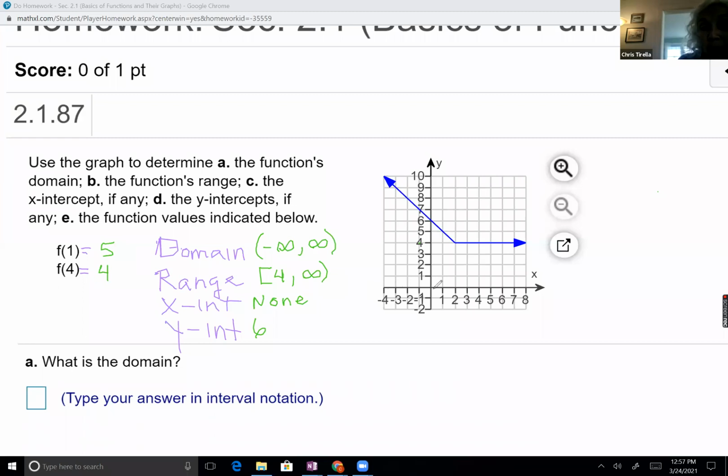X-intercept, that thing doesn't touch the x-axis anywhere, so there is none. Y-intercept, we cross the y-axis at 6. F of 1, well, when x is 1, y is 5, so f of 1 is 5. F of 4, when x is 4, y is 4, so f of 4 is 4. Any better?